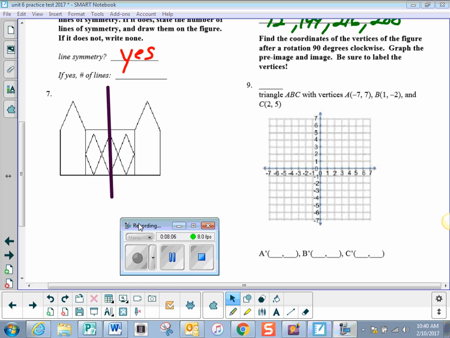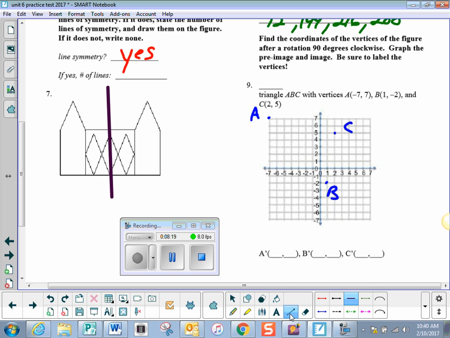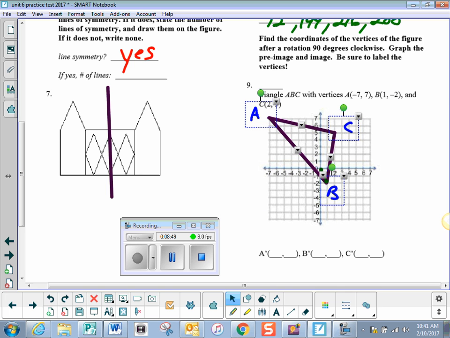Okay. Number 9. We have to graph our shape: negative 7, 7; 1, negative 2; and 2, 5. Connect the dots. Now we need to rotate that 90 degrees clockwise. That's where you need to use your tracing paper. You connect one of the vertices to the center, and then you rotate it 90 degrees. I don't know if it's going to let me do this on that smartboard, but we'll try it.